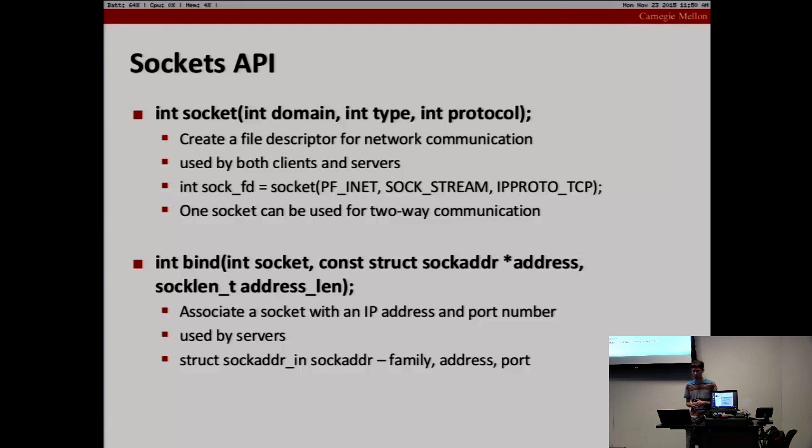We've got the socket function, which creates the file descriptor, the socket. Both the clients and the servers are going to use this. We saw in the diagram, and the socket goes both ways, two-way communication. We've got bind. Bind is what associates the socket and an IP address and port number with each other. This is what the server uses so that when people connect on that IP address and port number, it knows which socket it's associated with.